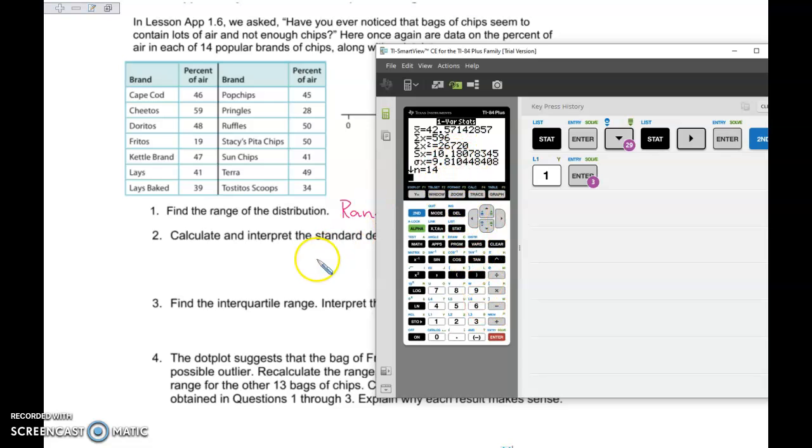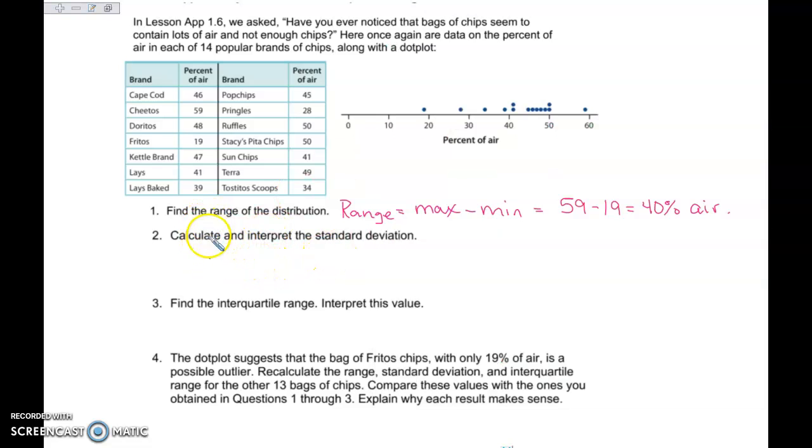is what we'll use. Okay, so let me go back over here. And you can say that S sub x, so the standard deviation, is 10.181. And this is a percent. Okay, so percent of error.